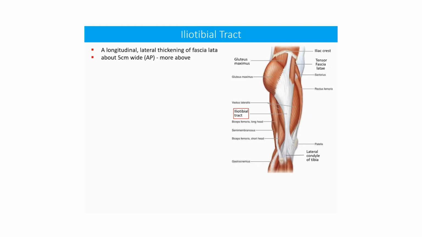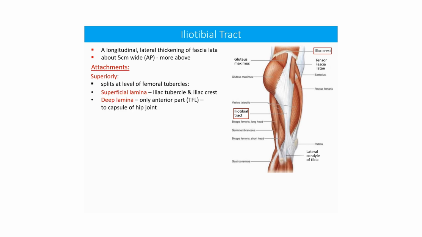Iliotibial tract is a longitudinal lateral thickening of the fascia lata. It is about 5 cm wide anteroposteriorly and is wider in its upper part. As regards the attachments, it splits in its upper part into two laminae at the level of the femoral tubercle. The superficial lamina gets attached to the iliac tubercle and the adjacent iliac crest, whereas the deep lamina, which is present only in its anterior part, gets attached to the capsule of the hip joint.